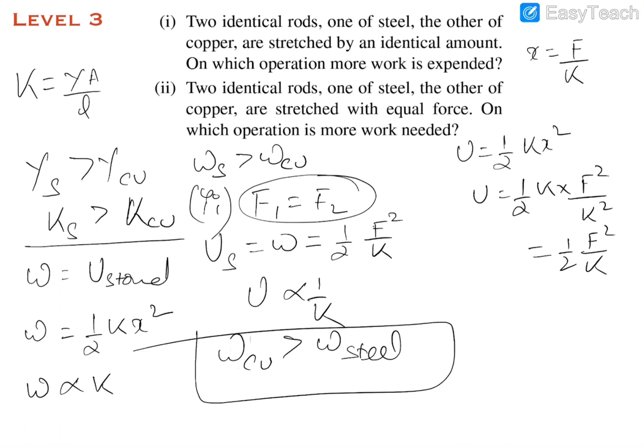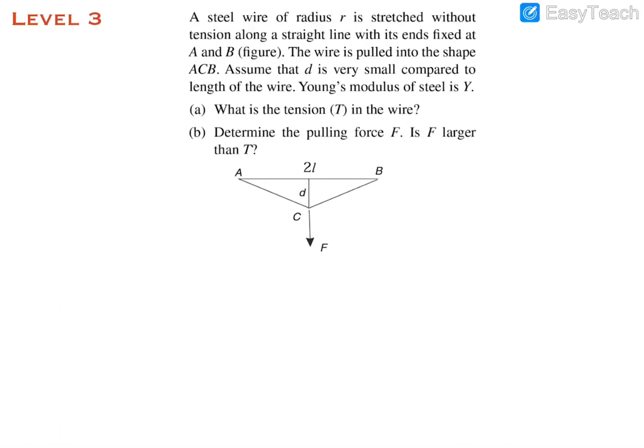Now we move on to the next question. In this question you can see that there is a steel wire of cross-sectional radius r and it is stretched without tension along a straight line like that. Now its ends A and B are fixed on the wall and this wire is pulled into the shape ACB, you can see that. The vertical displacement of the wire is D and the total length is 2L. So this length is L and this is L. If the Young's modulus of the wire is gamma, we have to find the tension developed in the wire.